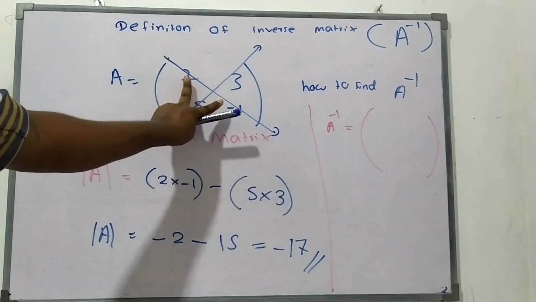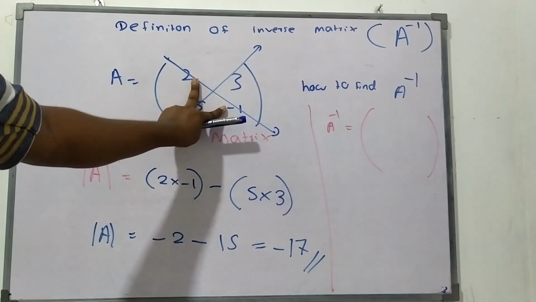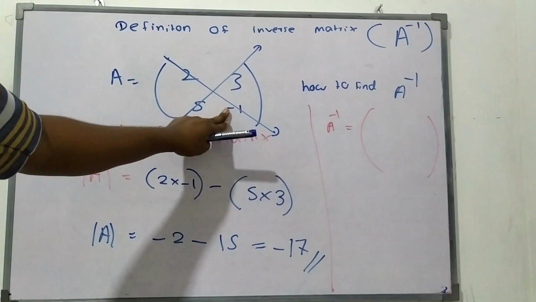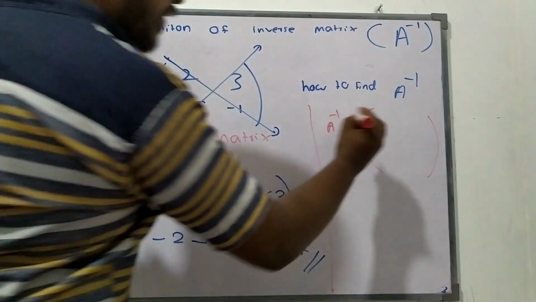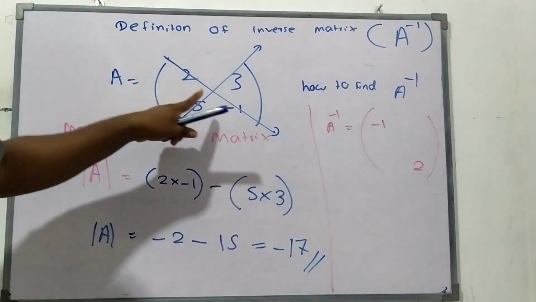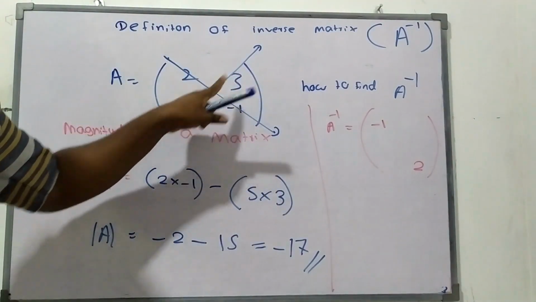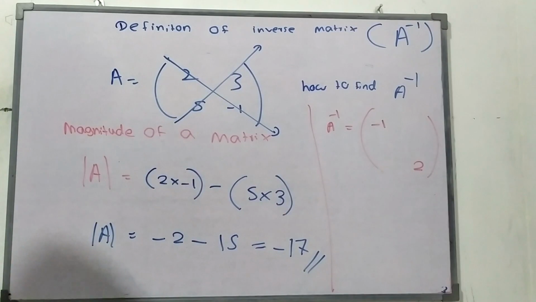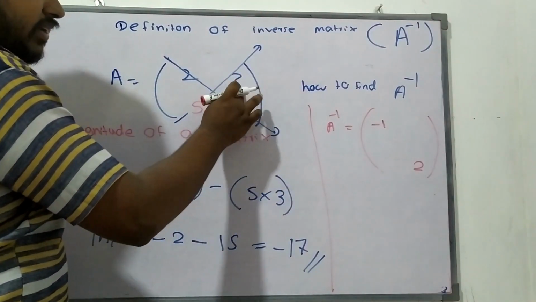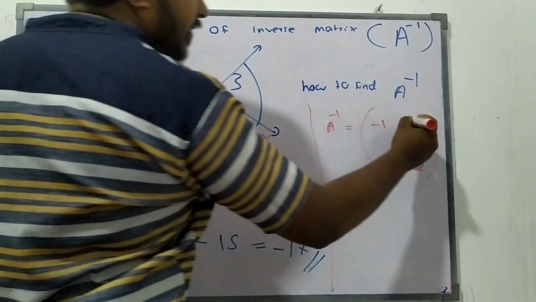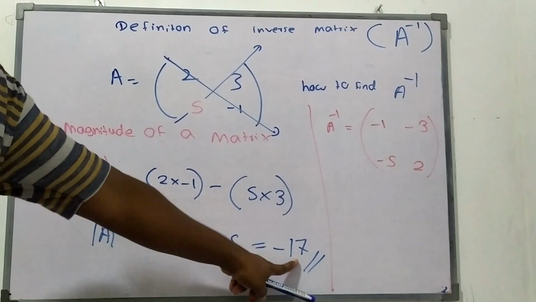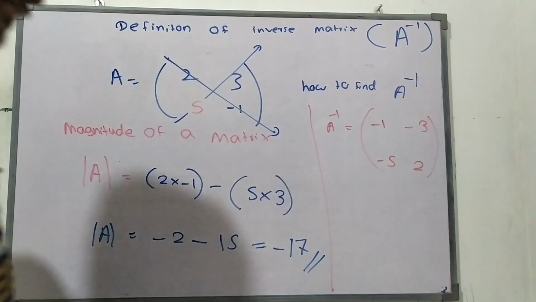You just need to set the main diagonal elements, 2 and minus 1, swapped: the step value is minus 1 and plus 2. And you just need to multiply the secondary diagonal by the negative value. So the secondary diagonal is 5 and 3, you have to multiply it by minus. Okay? Minus 3 and minus 5. And after that, you just need to divide by the modulus, minus 70.